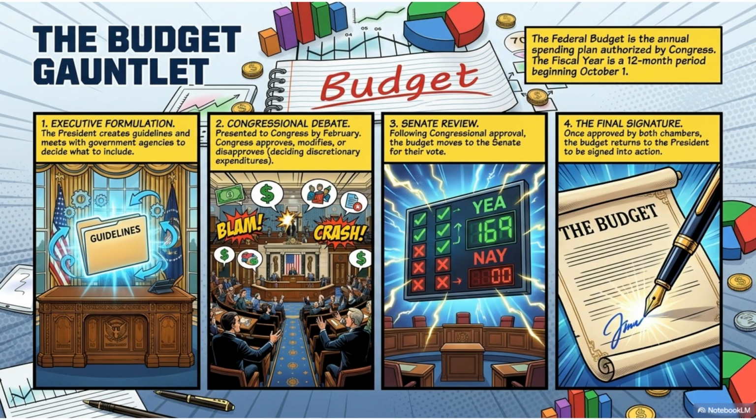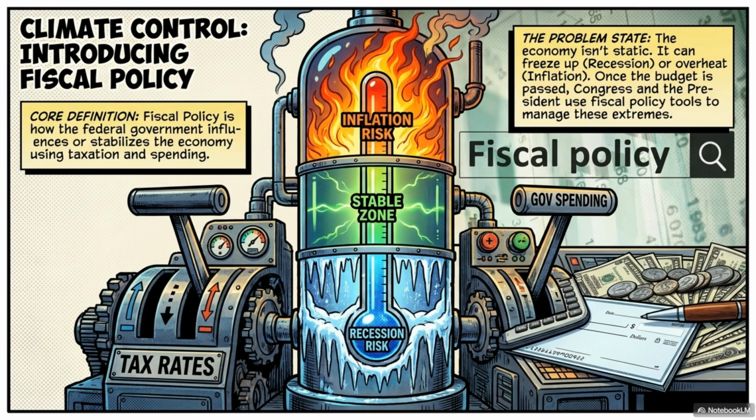The budget gauntlet is the annual spending plan authorized by Congress. The process includes executive formulation, congressional debate, Senate review, and the final signature by the president. The economy isn't static. It can freeze up, resulting in a recession, or overheat, causing inflation. Fiscal policy is how the federal government influences or stabilizes the economy using taxation and spending to manage these extremes.